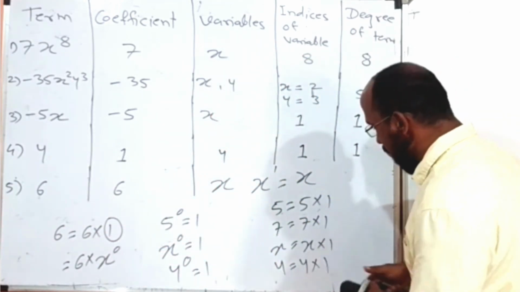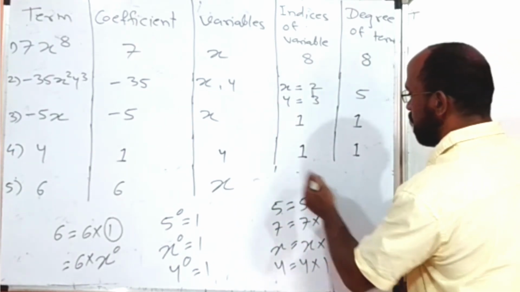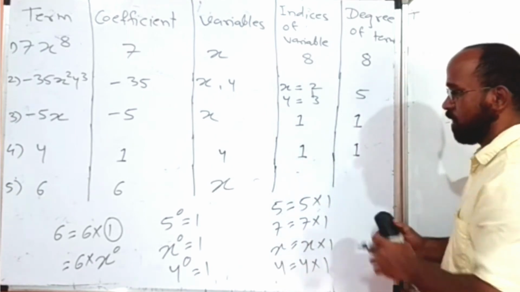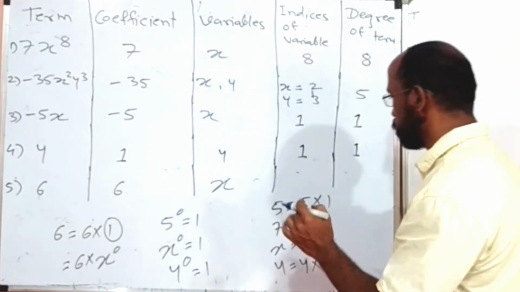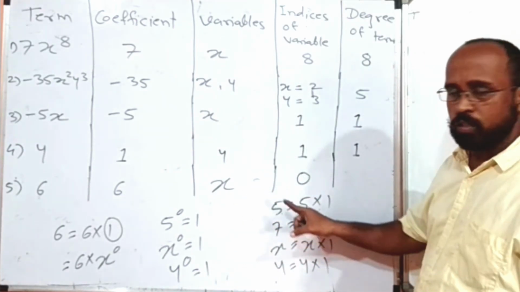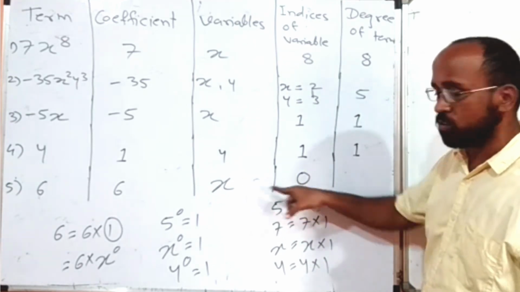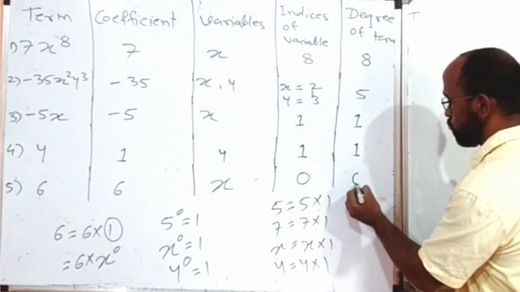Clear? And what will be the degree of that variable? If a variable is not available, its degree will be equal to 0. So here the degree will be 0. The index of x is 0 and the degree of the term is also equal to 0. Clear, friends?